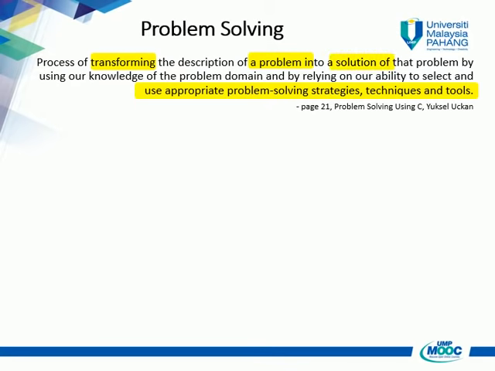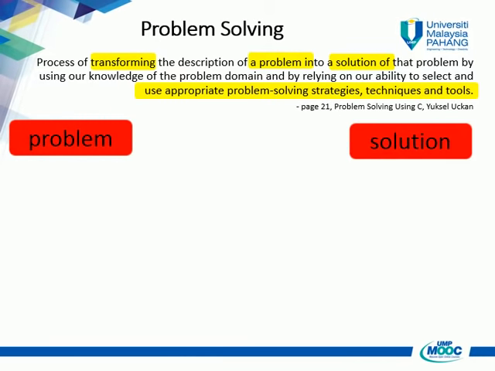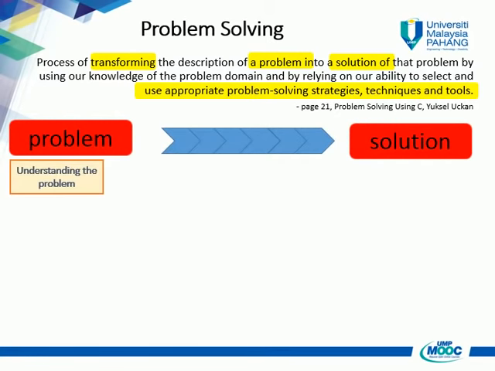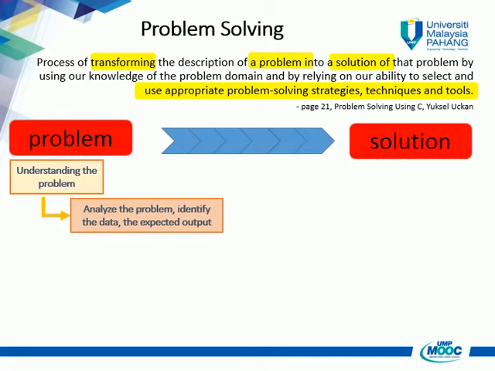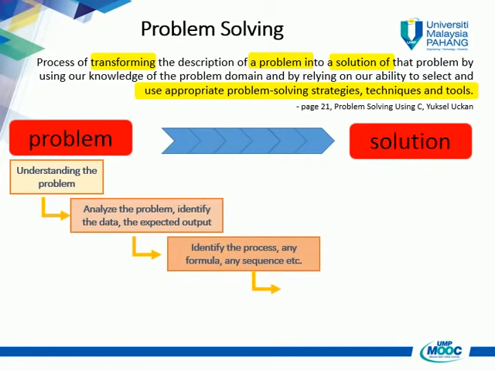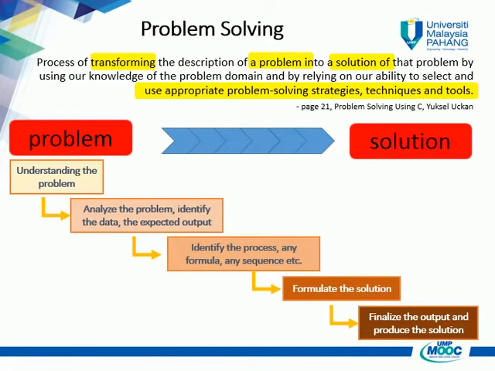With the words problem and solution, we need something to link between them. First, we need to understand the problem in as much detail as we can. Then, analyze the problem by identifying the data or any related input and also the expected output. Next is to identify the processes that may involve a formula or sequences or both. After that, combine the input with the process and formulate the solution. Finally, finalize the output and produce the total solution. These are the simple step-by-step sequences to solve a problem.